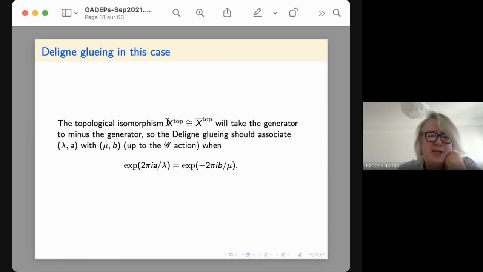Now, remember, we're supposed to take a topological isomorphism between the topological space X and X bar. Of course, here X and X bar are both P1 minus 2 points. But complex conjugation is going to take the natural generator to minus the generator because it's anti-linear. I mean, it's going to take clockwise to counterclockwise. So the Deligne gluing should actually associate (lambda, A) with (mu, B) whenever e to the 2 pi i A over lambda equals minus e to the minus 2 pi i B over mu.